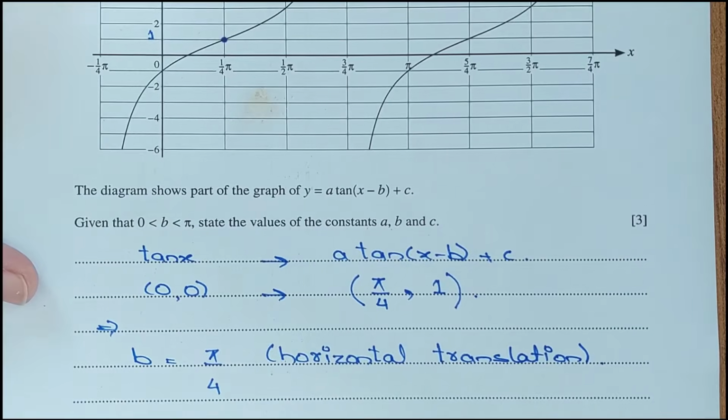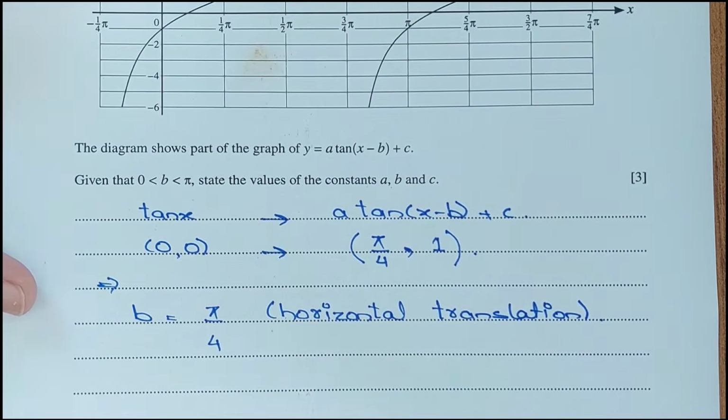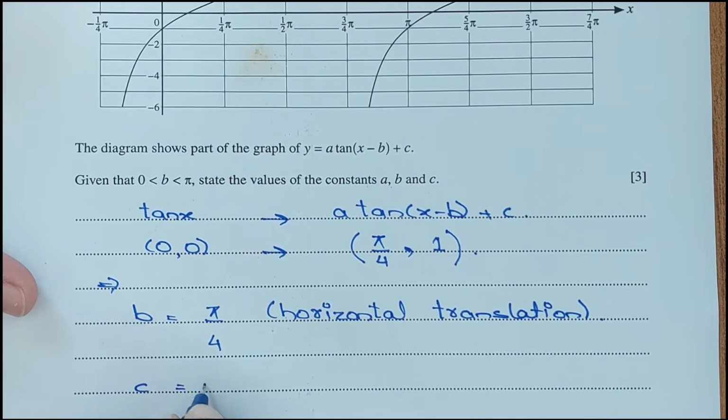right? And what is 1? 0 changes to 1. 1 is the vertical translation. The c value is the vertical translation. So c value we have is 1, which is the vertical translation.